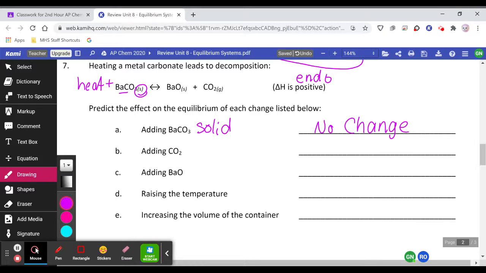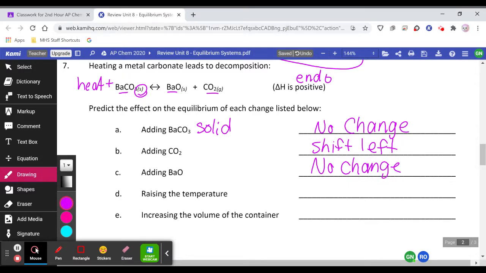Okay, so now we're going to add CO2. Okay, CO2 is a gas. So if I add CO2, where are we going to shift? Left, to relieve that stress. So we'll shift left. This is your Le Chatelier principle kind of questions. We're adding BaO. If we add BaO to our system, what is it going to do? Nothing. It's a solid again. So tricky. No change will occur.